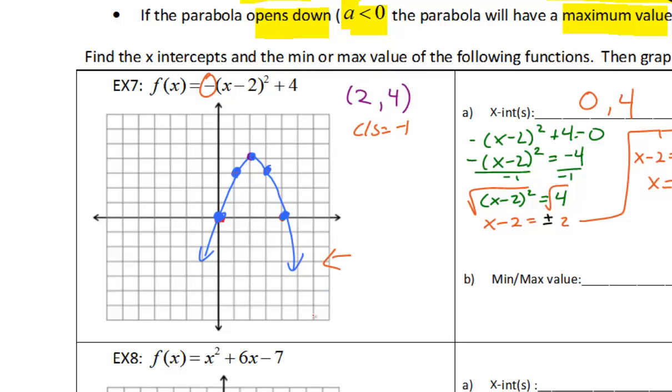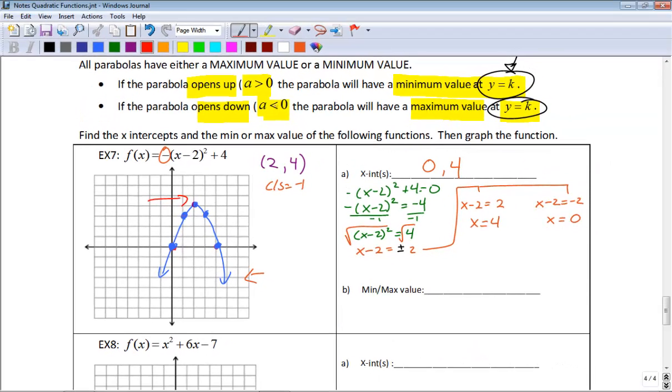No, there isn't a minimum value because the smallest thing I get to are arrows. Well, infinity is more of a concept. It's not a number, so it's not a minimum because there's always something smaller than that. So I don't have a minimum value. Do I have a maximum value? I do. Remember, if a is less than 0, you're going to have a max. So I only have a max value.